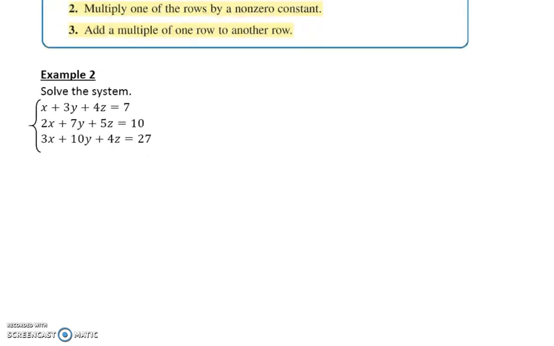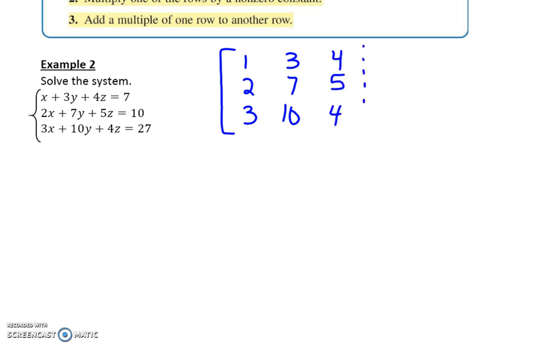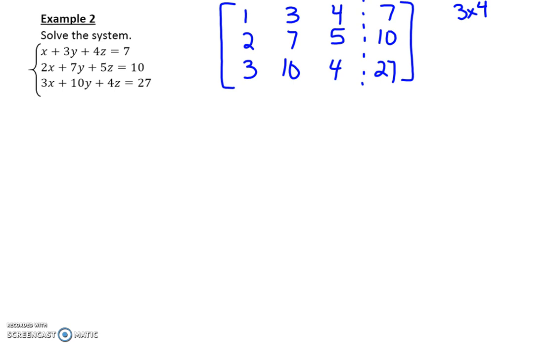Okay, so the first thing we're going to do here is I'm going to change this into the augmented matrix. So we have 1, 2, 3 in the first column, 3, 7, 10 in the second column, 4, 5, and 4, and then 7, 10, and 27. So this is a 3 by 4 augmented matrix. Okay, so then the first thing I'm going to do, and this is going to take up quite a bit of space. I used pretty much my whole paper.